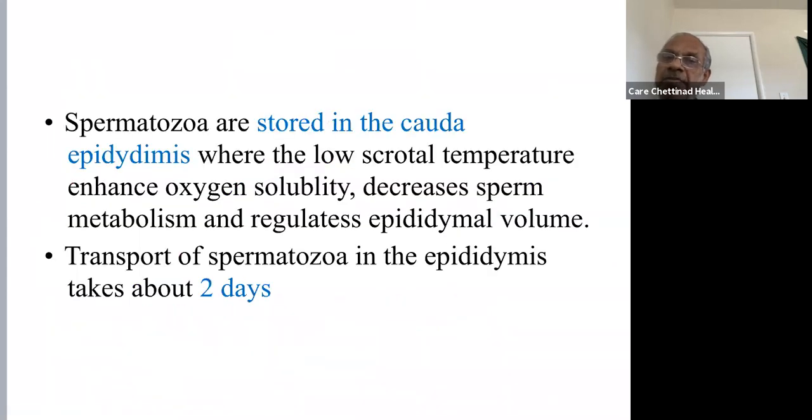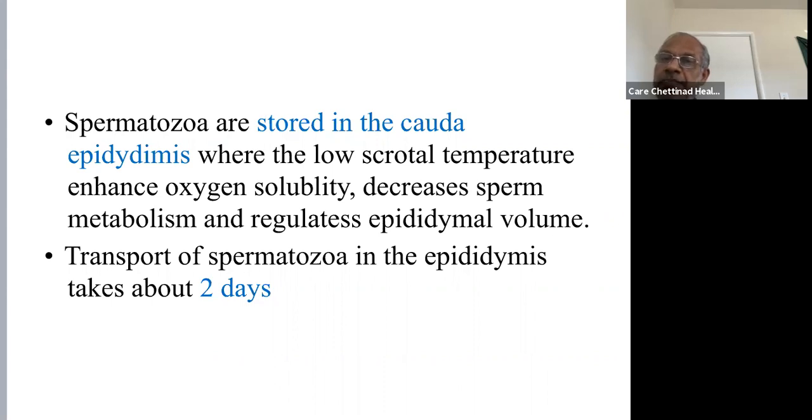People believe from animal work that spermatozoa are stored in the cauda epididymis because of the low temperature. This is, again, not very sure in human beings. We have recovered sperm from all points. In men with obstruction, you can recover sperm from any point in the epididymis. But the best spermatozoa are obtained from the caput, not the corpus or the cauda. It takes about 2 days for the spermatozoa to travel through the epididymis.